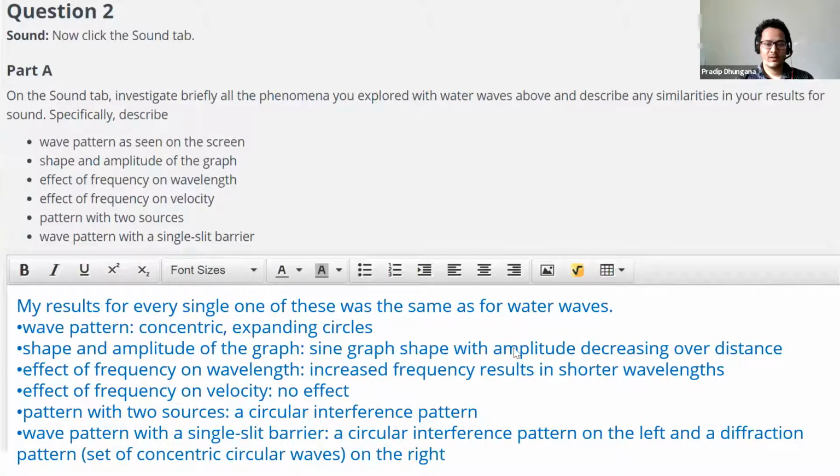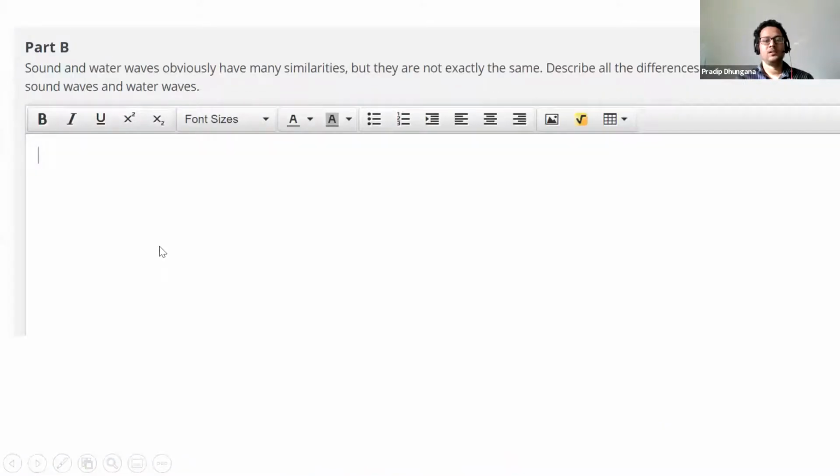Now let's go to part B. In part B, sound and water waves obviously have many similarities, but they are not exactly the same. Describe all the differences you can think of between sound waves and water waves. Think about what is the difference between sound waves and water waves.